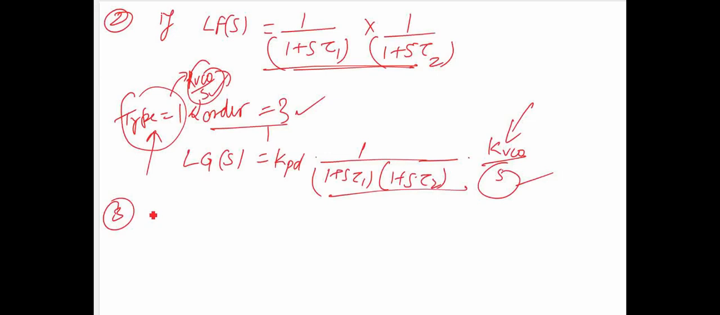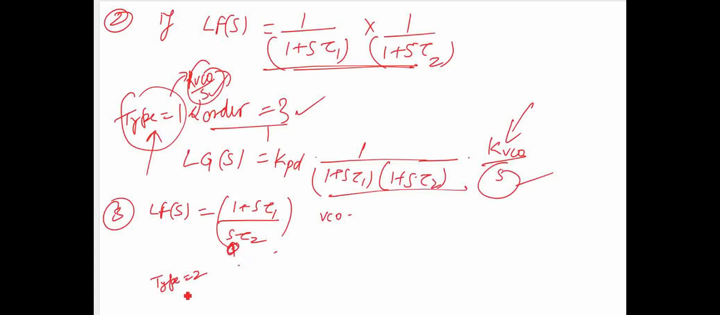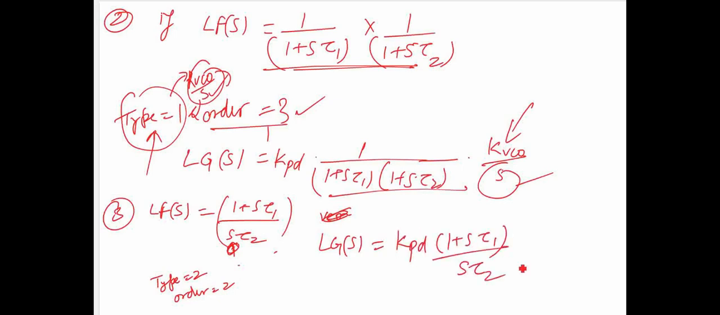Now example 3. If your LFS is equal to 1 plus S tau 1 divided by S tau 2, what will happen? How many integrators are there? One integrator from the VCO and one from here, so type is 2. And what is the order? There are a total of 2 poles, so order equals 2 only. Let's write the full equation. LGS equals KPD into 1 plus S tau 1 divided by S tau 2 into KVCO by S. So see, integrators 2, so type is 2, and poles 2, so order is also 2.